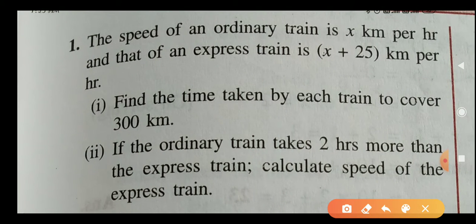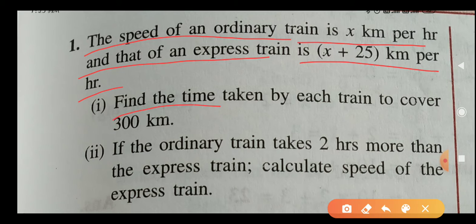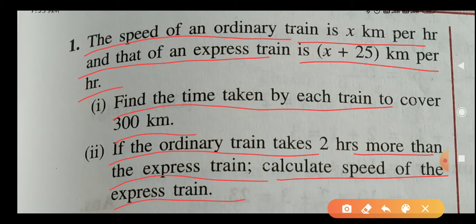Question number 1 you can see. The speed of an ordinary train is x kilometer per hour and that of an express train is x plus 25 kilometer per hour. Find the time taken by each train to cover 300 kilometer. If the ordinary train takes 2 hours more than the express train, calculate the speed of the express train.